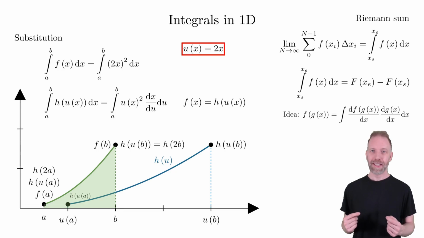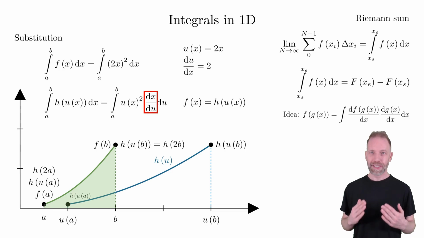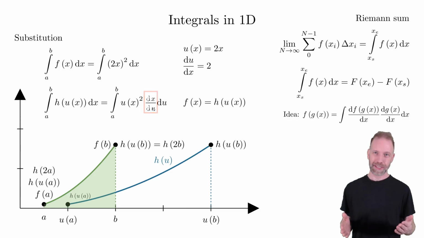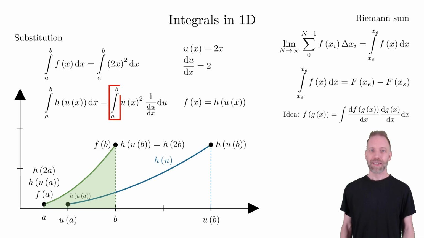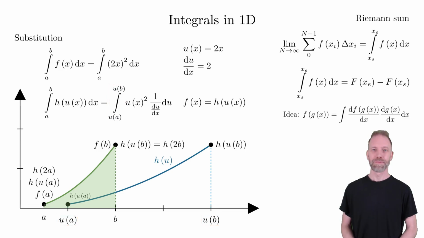We can calculate du dx to 2. However, we have dx du here. For 1D derivatives, this is 1 over du dx. Next, we should update the limits. We see from the graph that we are integrating from u of a to u of b. Now, when we have rewritten it as a function of u, we can drop that u is a function of x.